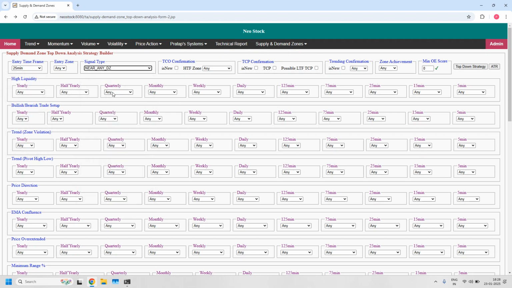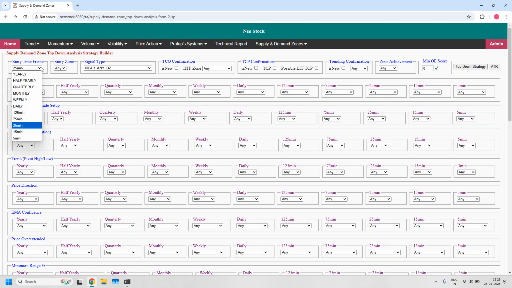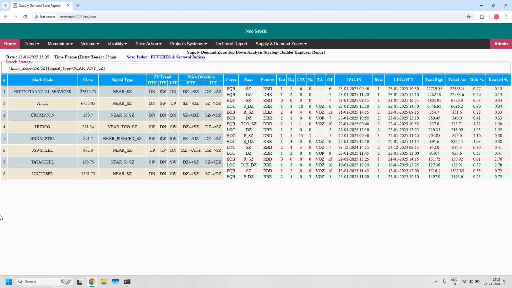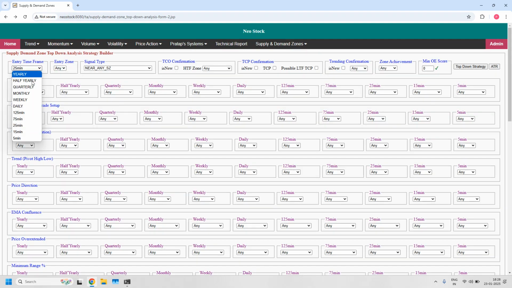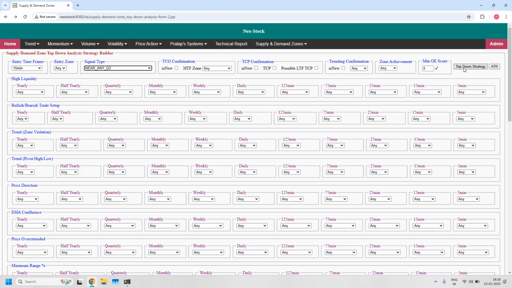Stocks near 25 minutes demand zone. We got 13 stocks. Next 25 minutes time frame, stocks near 25 minutes supply zone. We got 8 stocks. Next time frame is 15 minutes. Stocks near 15 minutes demand zone.